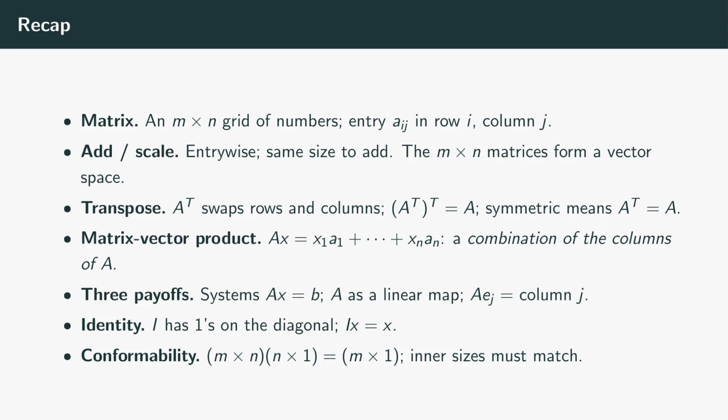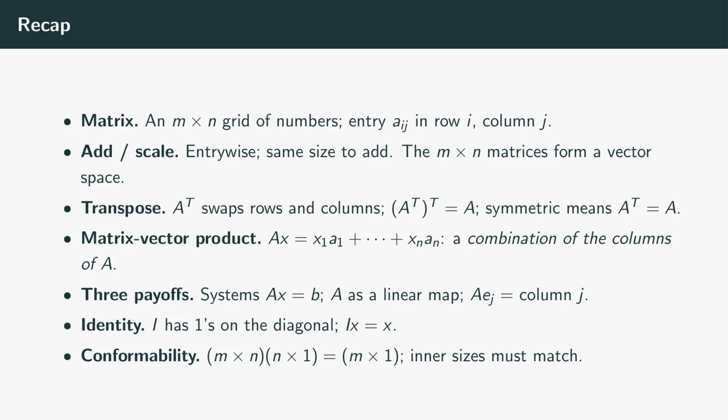Let's recap. A matrix is a rectangular grid of numbers, sized rows by columns, with the entry in row i, column j written a_ij. You add 2 matrices of the same size entry by entry, and you scale a matrix by multiplying every entry by a number. The set of all matrices of a given size is itself a vector space. The transpose of A swaps its rows and columns. Transposing twice returns the original, and a matrix that equals its own transpose is called symmetric.